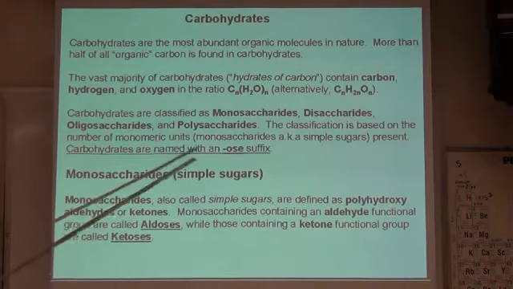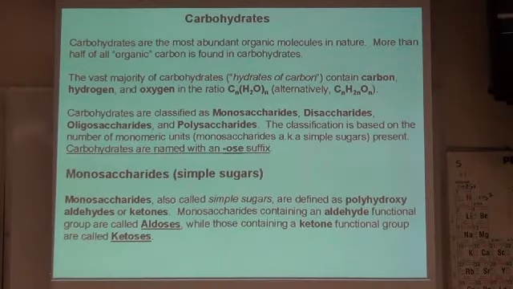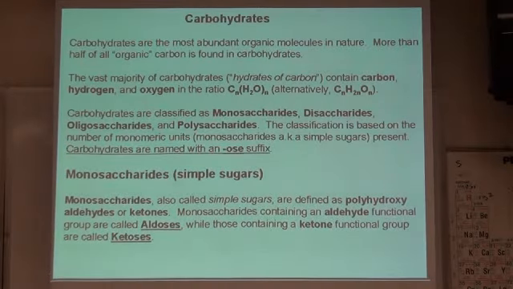You can always tell that you're dealing with a carbohydrate because it ends in -ose. All the names of carbohydrates end in -ose. We know some: glucose, fructose, galactose, dextrose. They all end in -ose. So that's going to be our first clue that we're dealing with a monosaccharide or carbohydrate class.